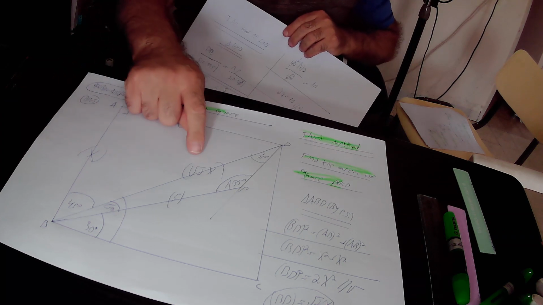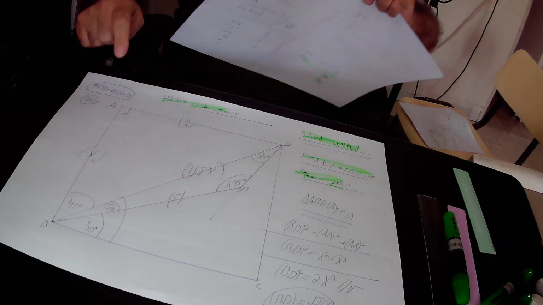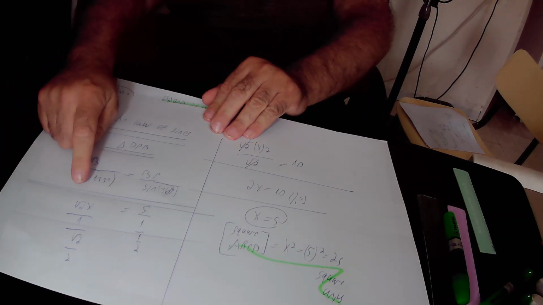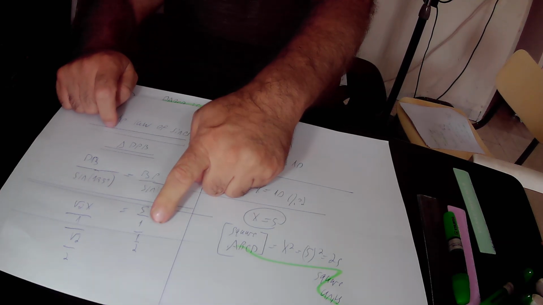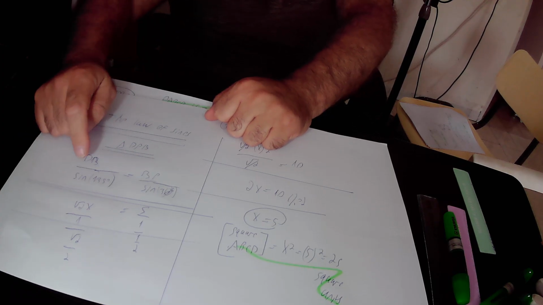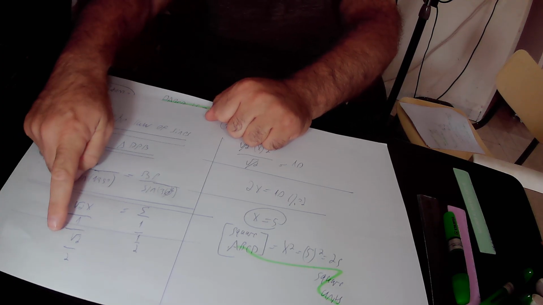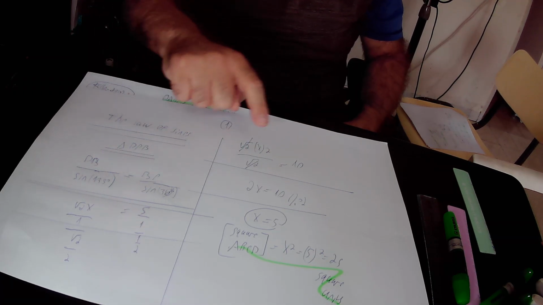DB equals the square root of 2 times x, and BP equals 5. Sine 30 degrees is 1/2, and sine 135 degrees is the square root of 2 over 2. So in total, the square root of 2 times x over the square root of 2 over 2 equals 5 over 1/2. 5 over 1/2 is 10.